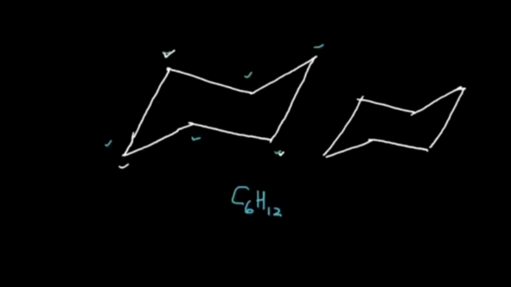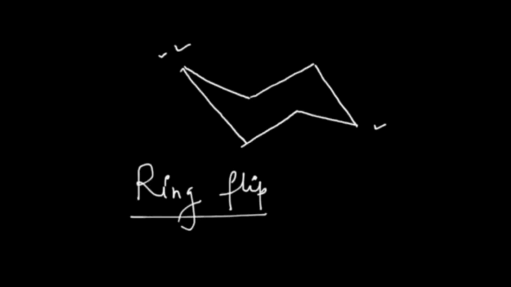The process by which I converted the first structure into the second one, or vice versa, is what we call a ring flip. So we flipped the ring, right? Let's see what we mean by that. I will draw these two structures side by side and you can compare for yourself. The first structure is obtained like this. Okay, and the second structure is obtained in this fashion.